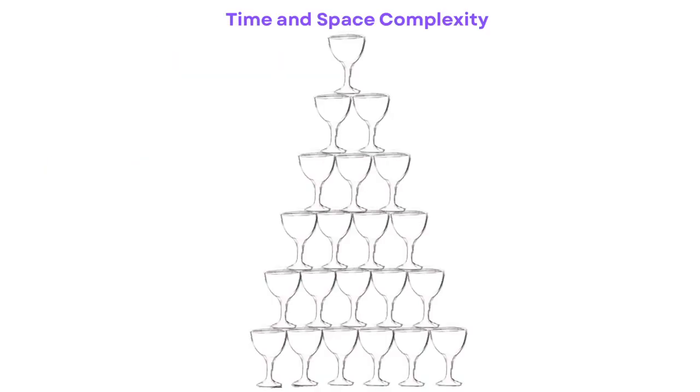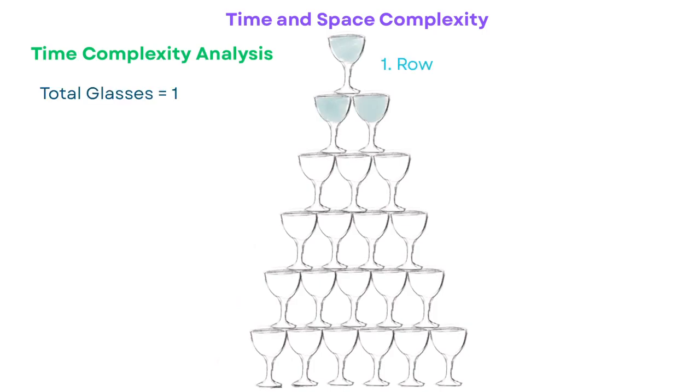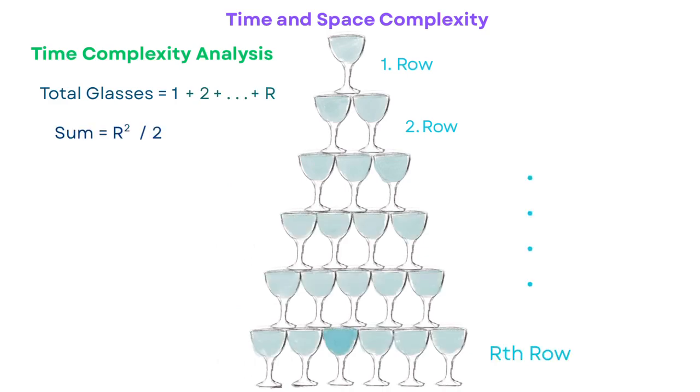Finally, let's talk about efficiency. To find the answer, we must process every glass in the pyramid up to our target row. This corresponds to the area of the triangle. Therefore, the time complexity is O(r squared).